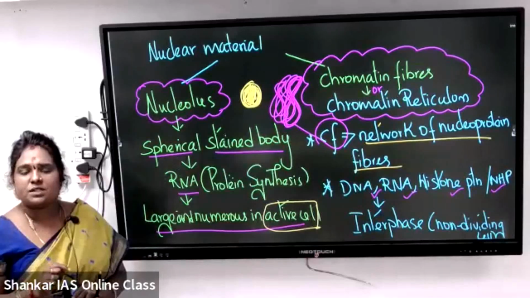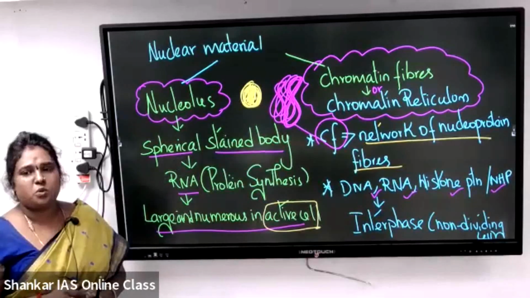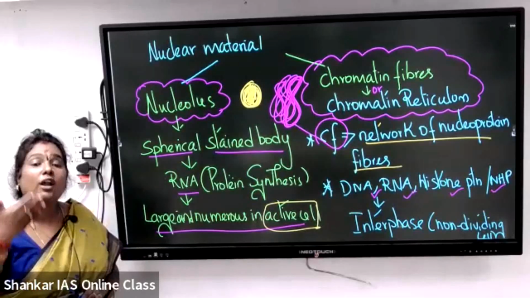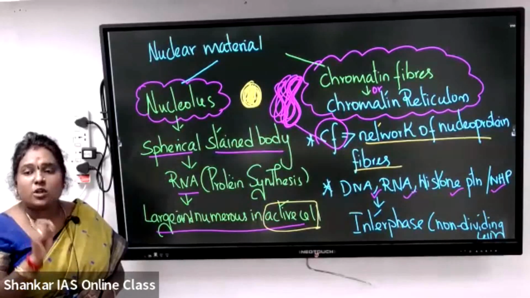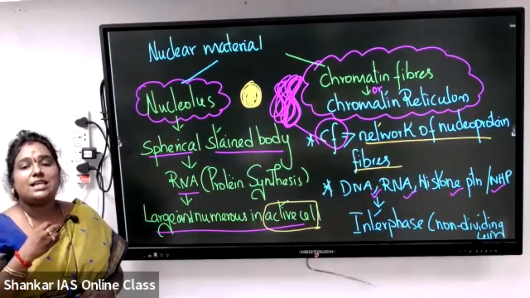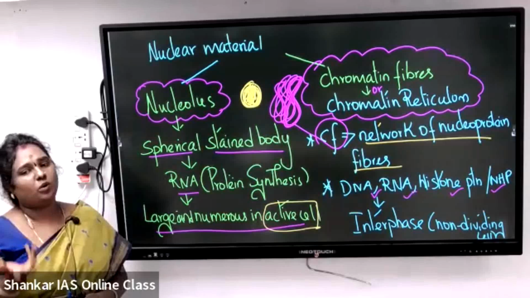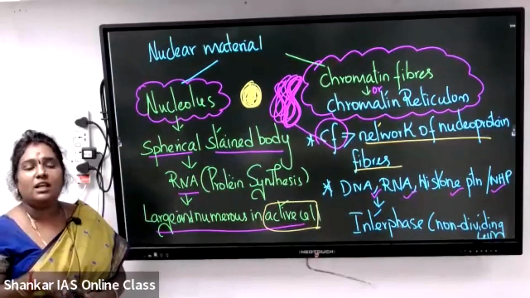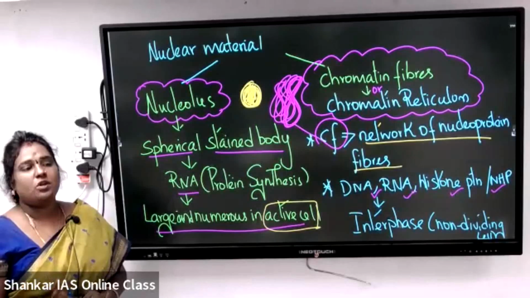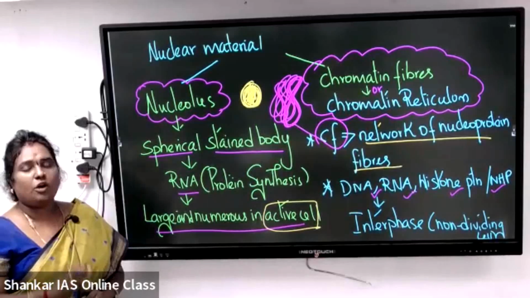Now the question comes, where is the chromosome present? These chromatin fibers are present during the non-dividing stage of the cell. When a cell is about to divide, they become chromosomes. This chromatin fiber will change morphologically into a structure called a chromosome. So this is about the detailed structure of the nucleus.